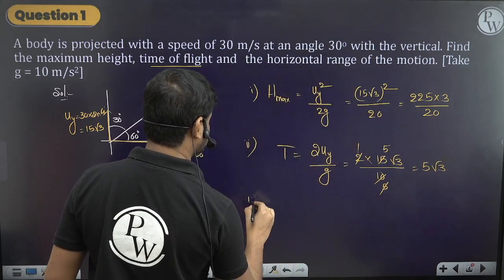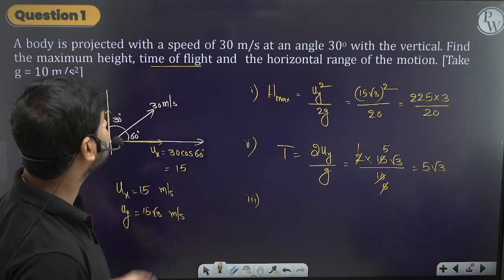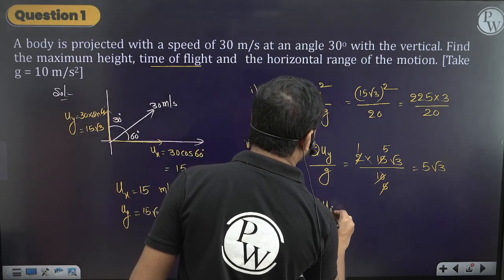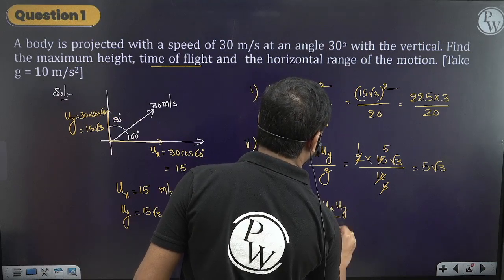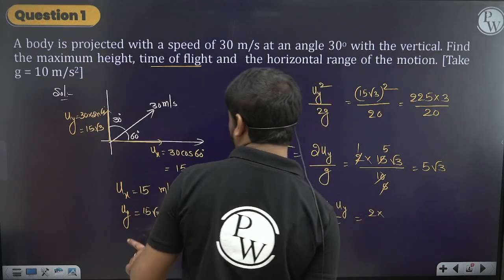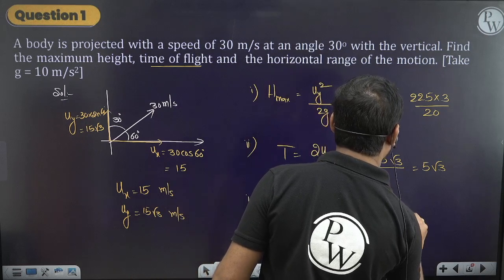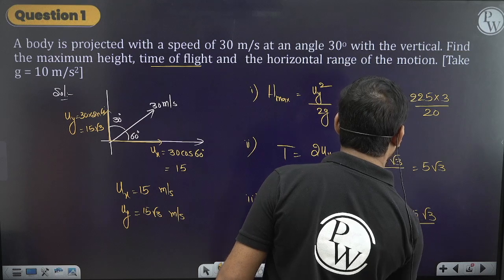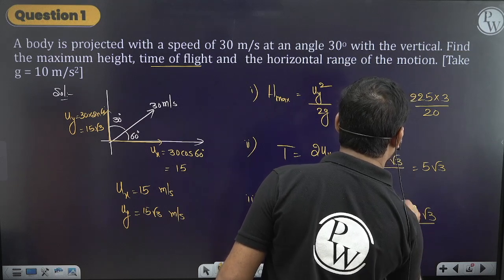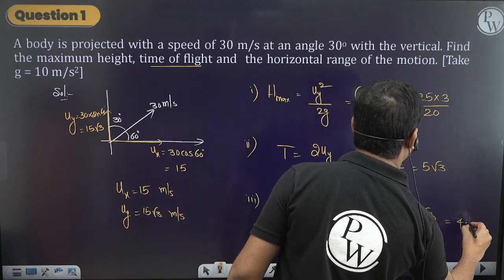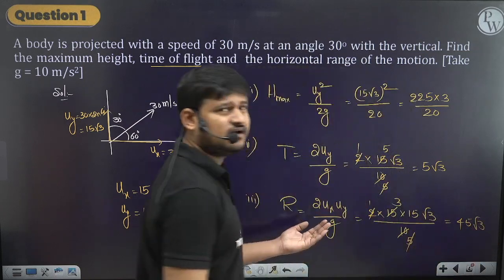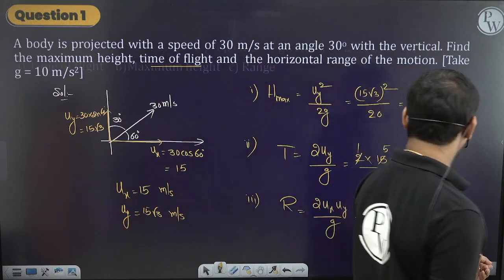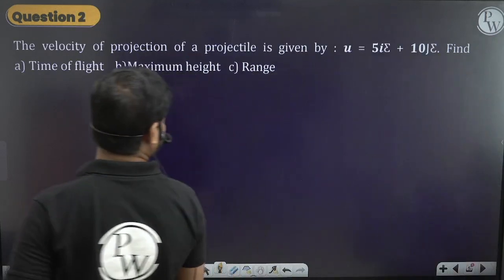And then the third one is going to be the horizontal range. The R is equal to 2 ux uy by g. So 2 into ux 15, uy 15 root 3, and then by g, 10. So 2 ones are 2, 5 ones are 5, 1 threes are 3, which is going to be 45 root 3. Clear? This is just a basic question, right? So don't waste much time here. That's a very simple question.